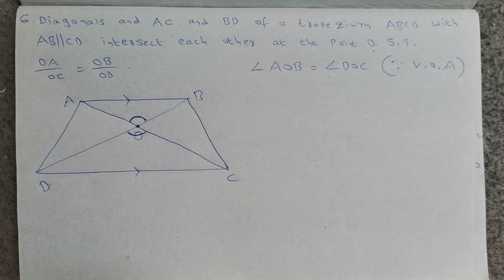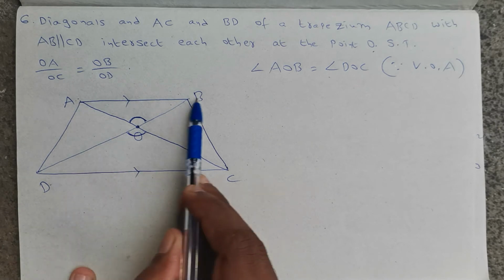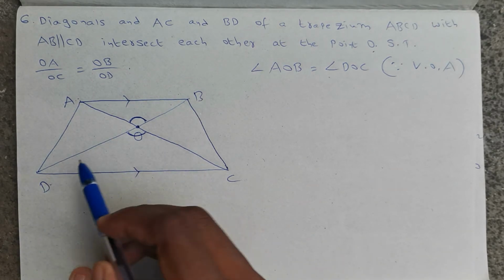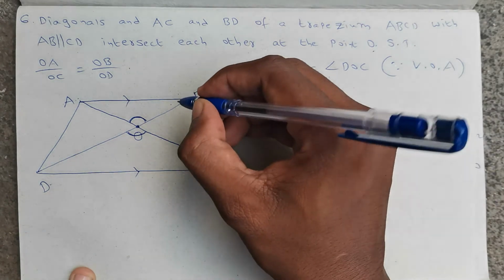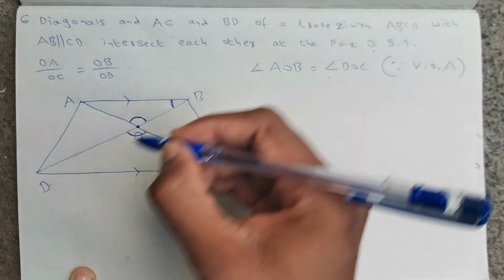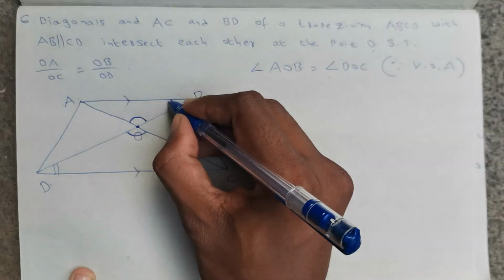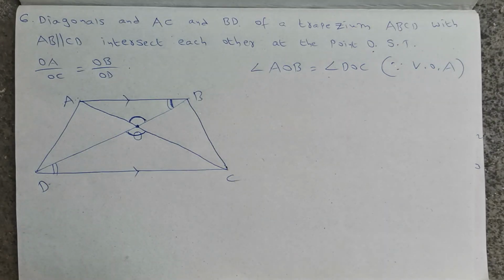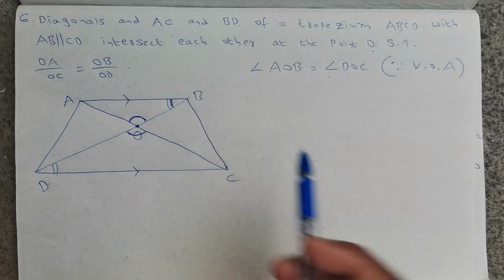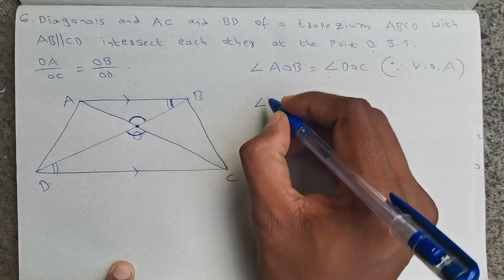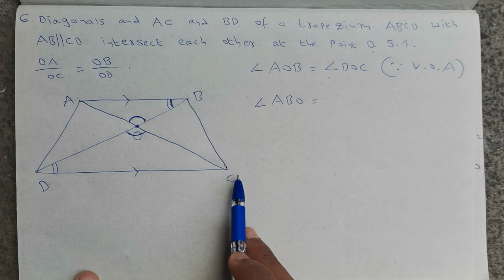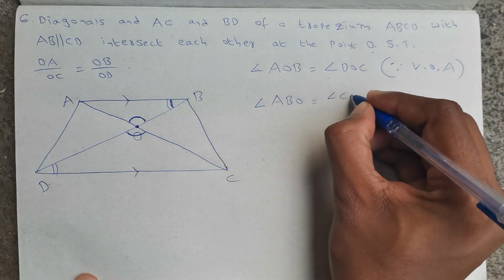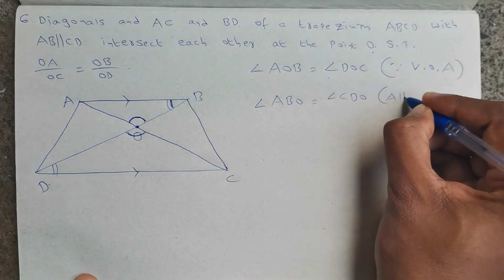Now this AB is parallel to CD, then this BD line will become transversal. So obviously these two angles will be equal to each other because alternate. Angle ABO is equals to angle CDO. Alternate angles.